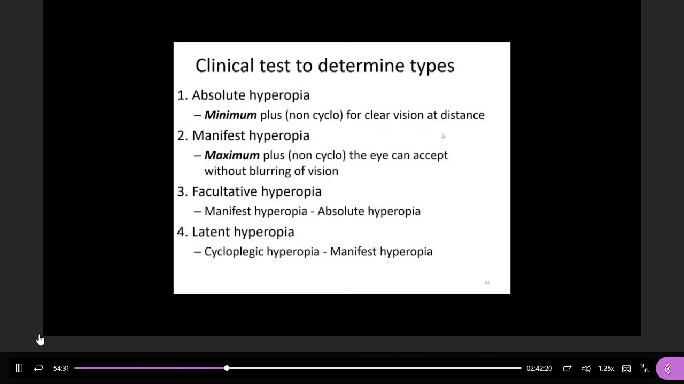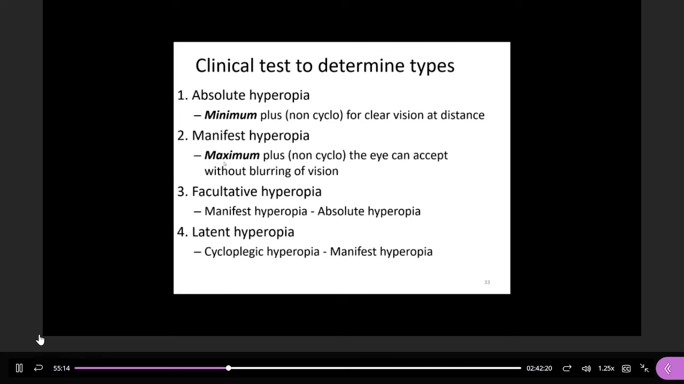How do we calculate that? For absolute hyperopia, in the clinical test we just add plus lenses, for example 0.25 steps. Then absolute hyperopia is the minimal. Minimal here we are talking about the lens. The minimal lens we use is how much? 0.25 diopter, right? This is the minimal lens we use in the clinic. If the patient reaches clear distance vision with the minimal plus, this is manifest hyperopia.